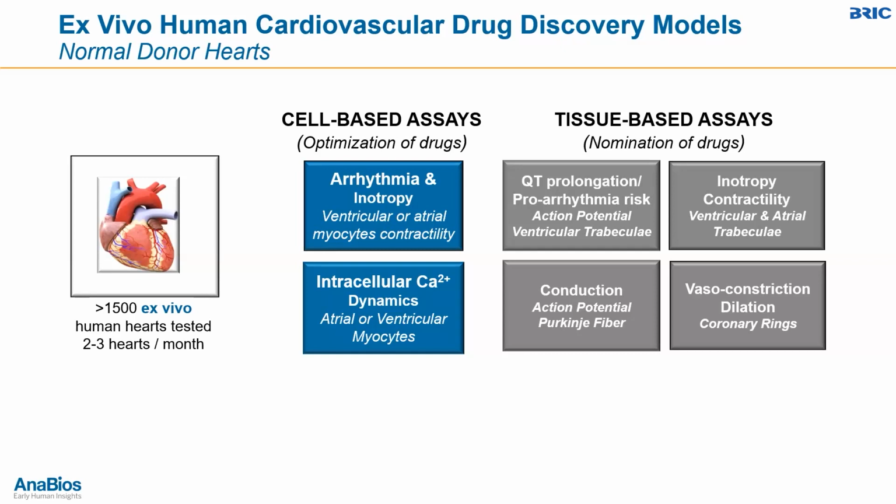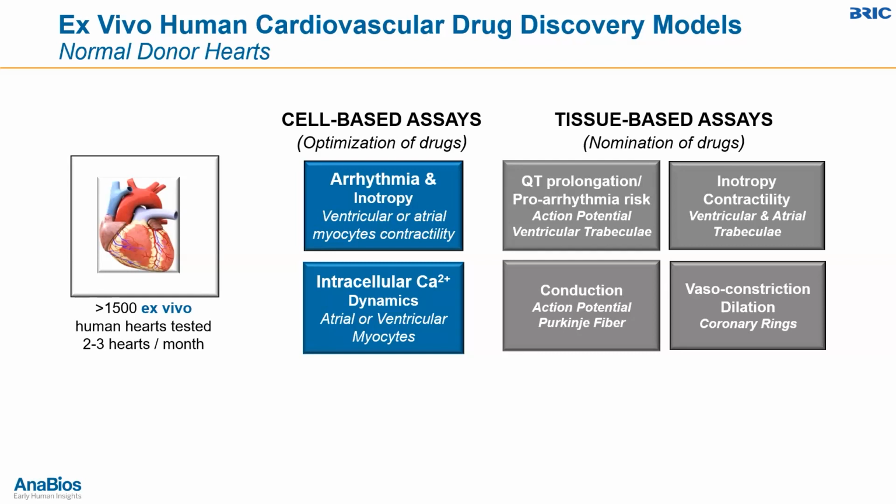To support the optimization of drugs during early drug discovery, we have cell-based models, and this is where we isolate cardiomyocytes from the human heart to conduct contractility experiments, and also we can run studies to assess the potential of drugs to affect calcium dynamics.